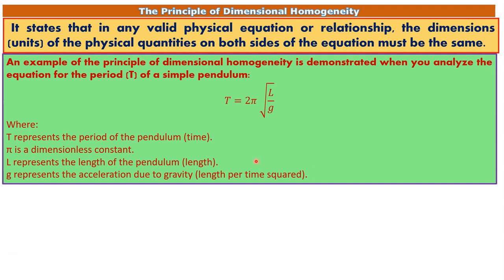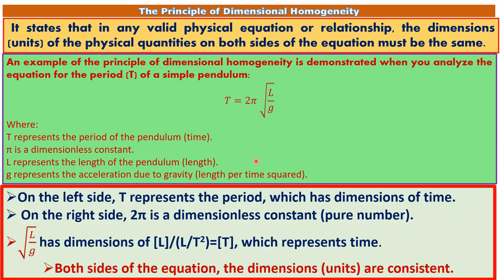Pi is a dimensionless constant. L represents the length of the pendulum, the unit is length, and g represents the acceleration due to gravity, length per time squared. On the left side, T represents the period, which has the dimension of time. On the right hand side, 2 pi is a dimensionless constant, a pure number. So root of L by g has dimension of root of L by T squared, which will give T, which represents time. So both sides of the equation, the dimensions are consistent, and we can say the equation is dimensionally homogeneous.